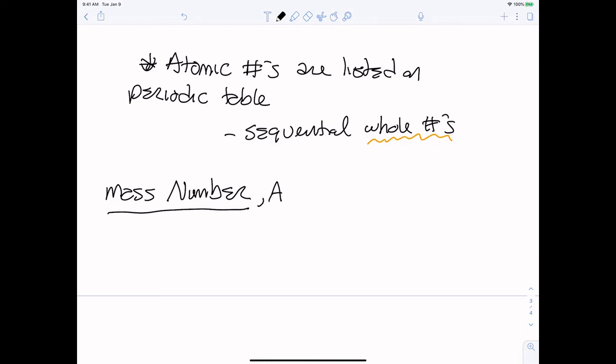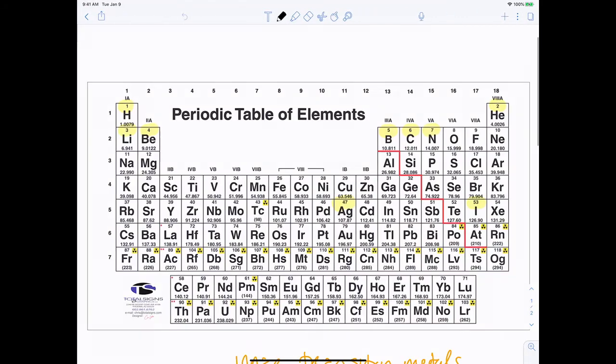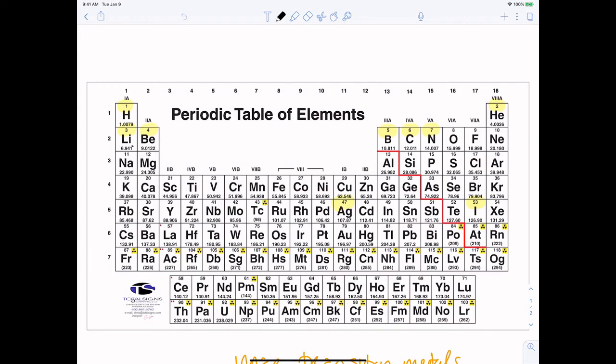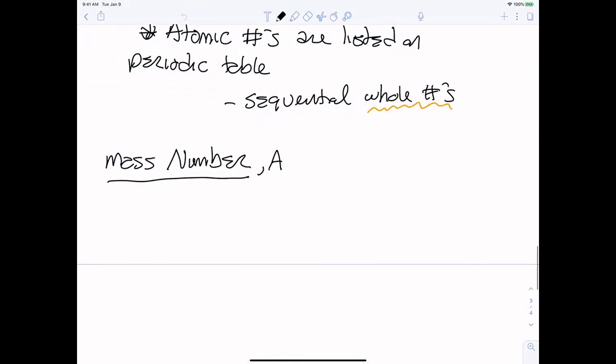The other numbers on the periodic table are not mass numbers. So if we look, there's these numbers on here. These are not mass numbers, so be careful. Those are something else, and we will talk about those in this chapter, but they are not mass numbers. This is honestly the biggest mistake that students make in this section: they go to the periodic table and tell me that those are the mass numbers. They are absolutely not the mass numbers.